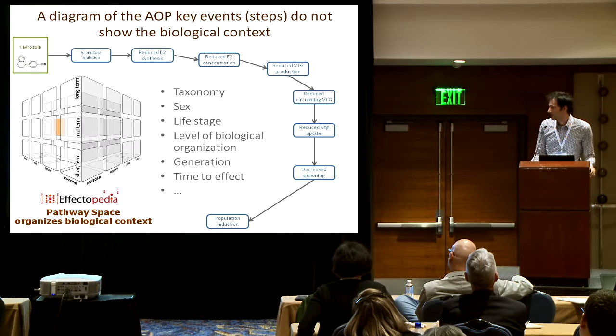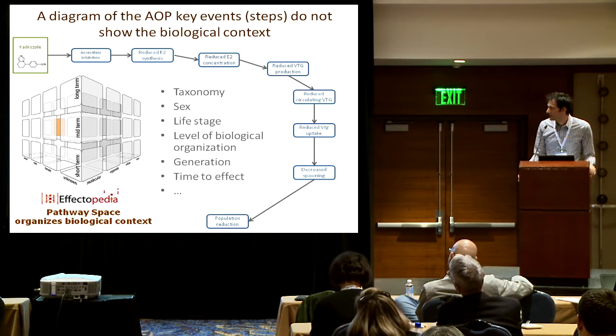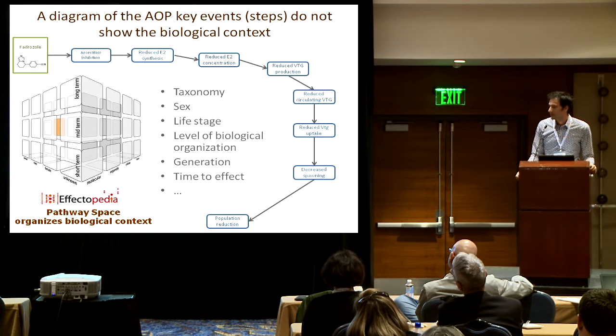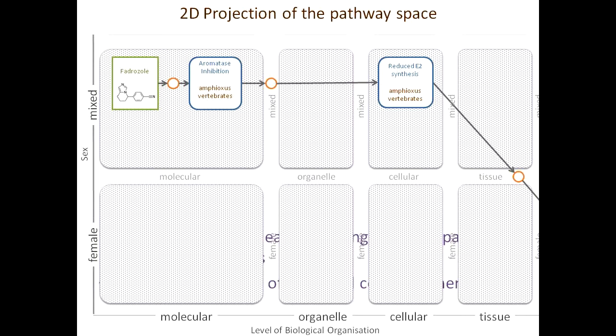It has multiple dimensions describing different aspects of biological context. If we look at the 2D projection of this multidimensional space, here the same example that I showed as a linear chain is shown in this 2D projection. So we have fadrozole, again, interacting with aromatase.